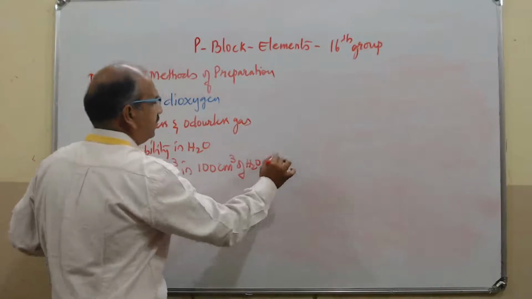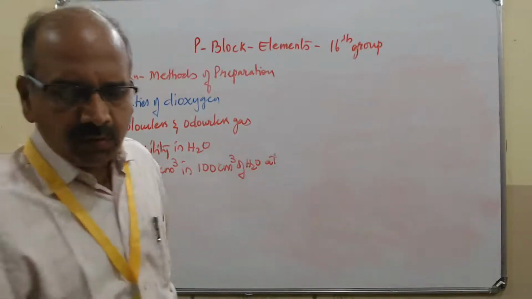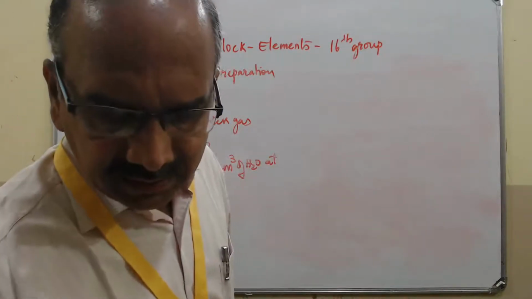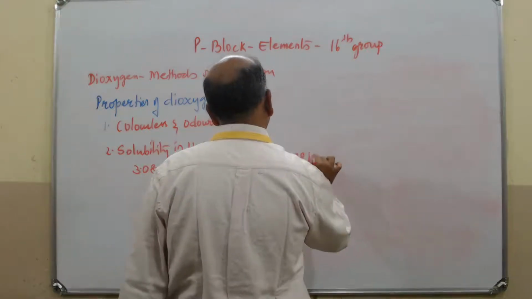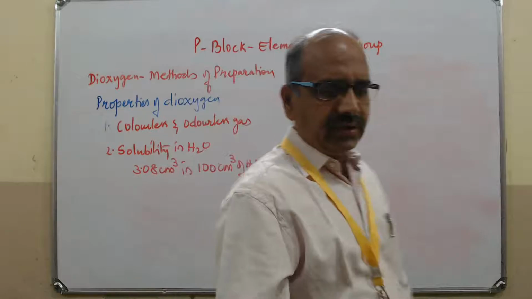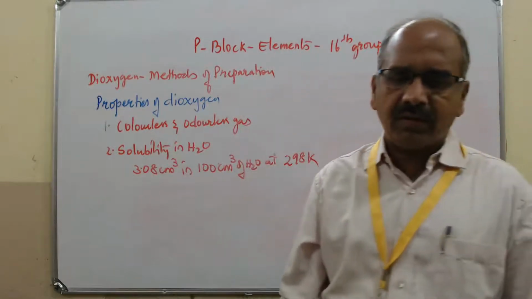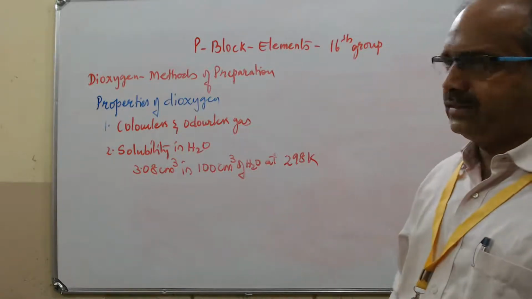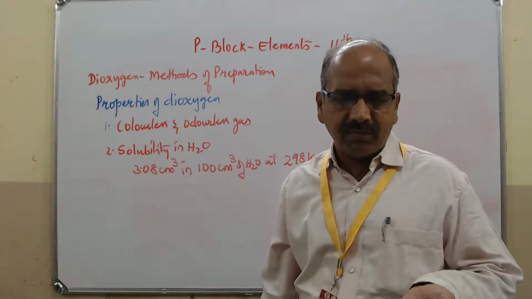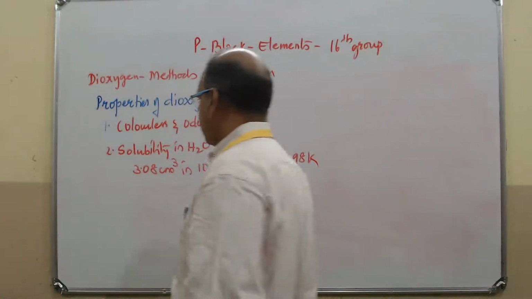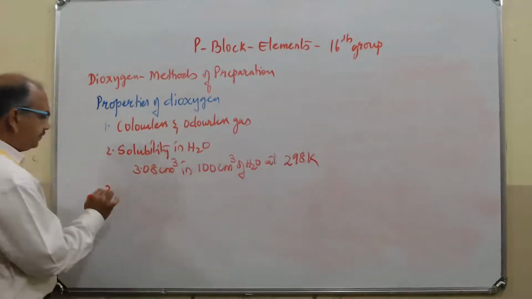At a temperature of 298 Kelvin, it shall be that much soluble. Then the liquefying point, as oxygen may also be in the solid form. So liquefying point and freezing point.